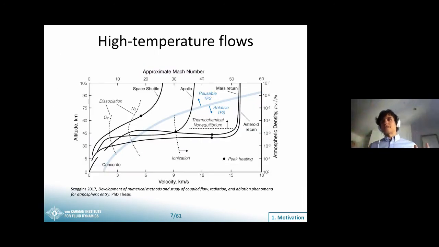These are not fantasy scenarios. If we look at typical atmospheric return missions, such as the Space Shuttle or the Apollo mission, we see that they go well within the ranges where all these phenomena have to be taken into account.